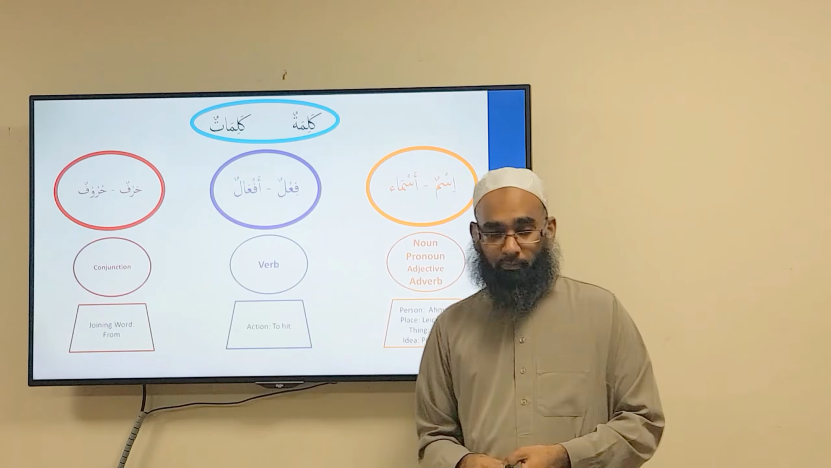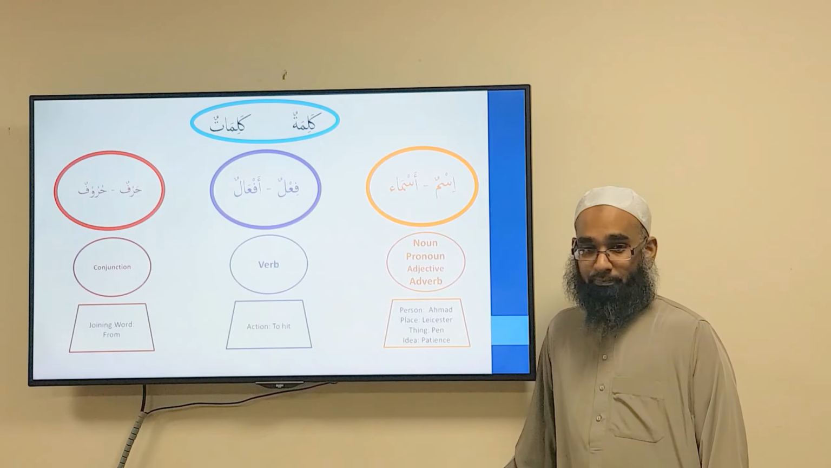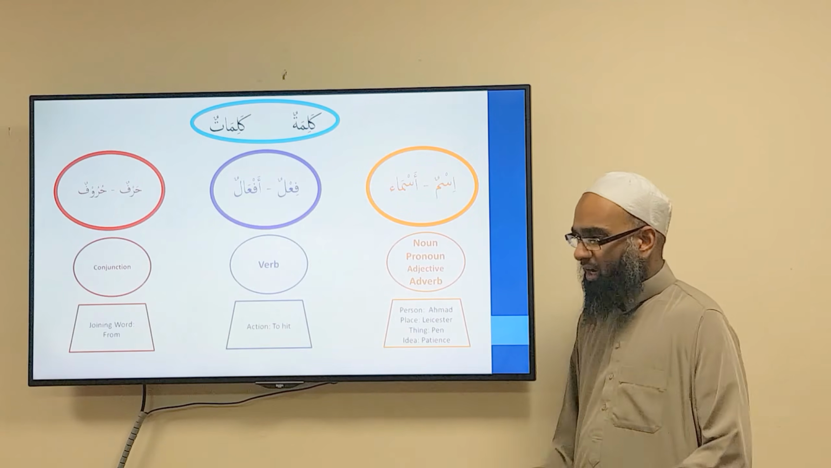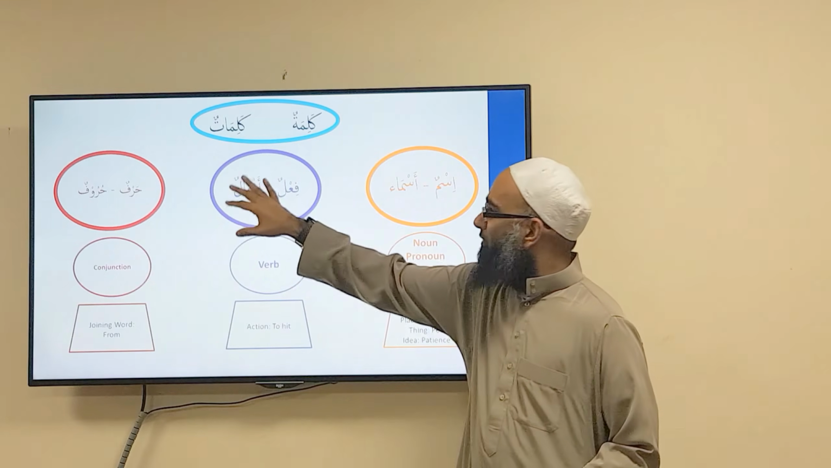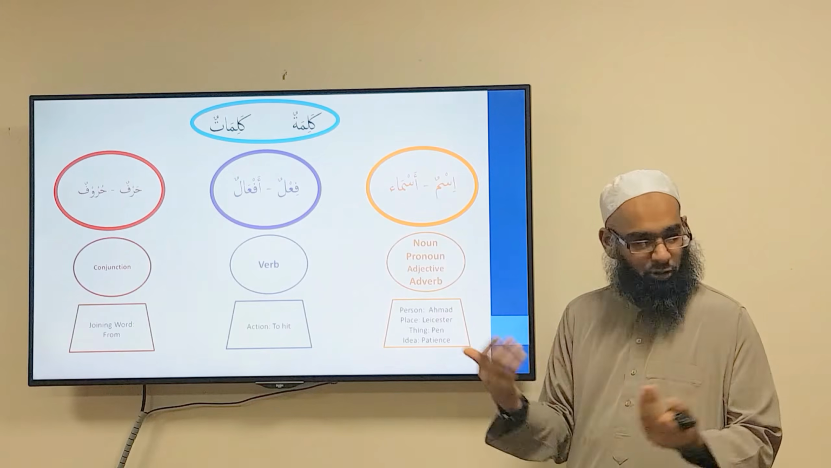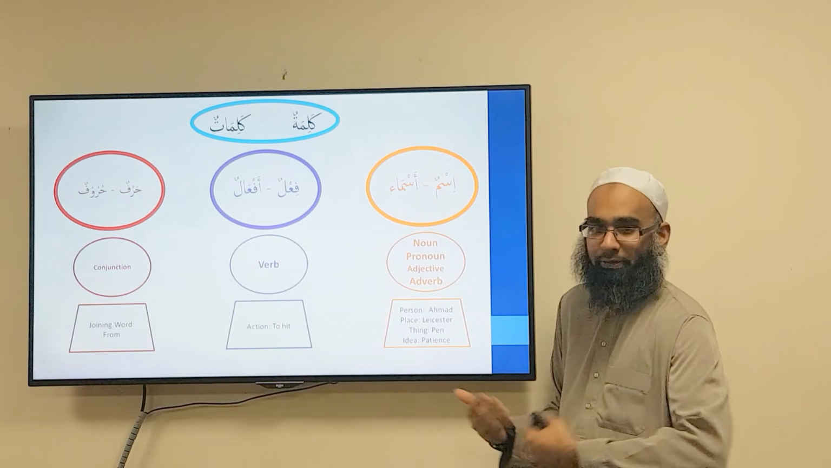So a harf is just one word that joins the first part to the second part. Yes, a harf joins words. It can join 2 verbs together. It comes with a verb. It comes with a noun. It joins a verb with a noun. And as you go deeper, you understand how it's used.